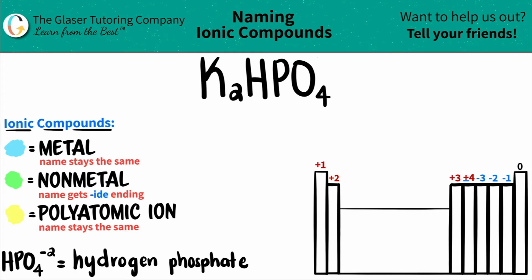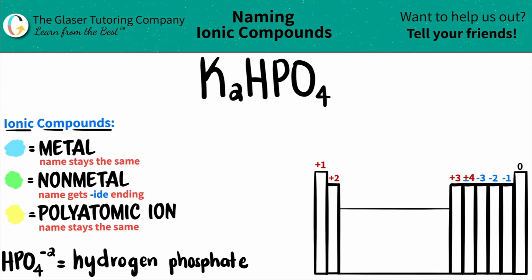Today, we are going to be naming the ionic compound K2HPO4. Now here's a trick, guys. If you have a compound that has 3 or more different elements in it, you know that you're dealing with at least one polyatomic ion. So in this case, we have 4 different elements. We have K for potassium, H for hydrogen, P for phosphorus, and O for oxygen. So it's always easiest to identify the polyatomic and then work from there.